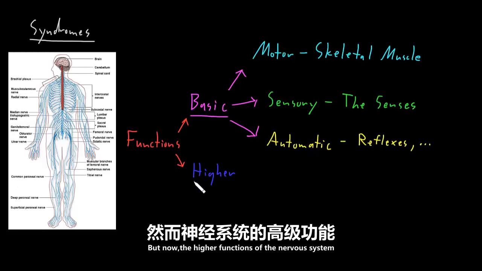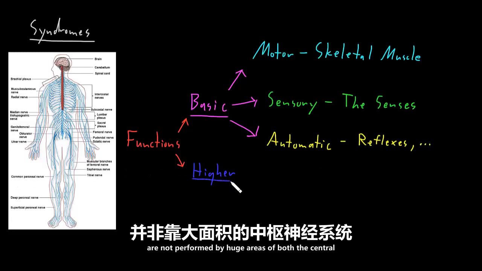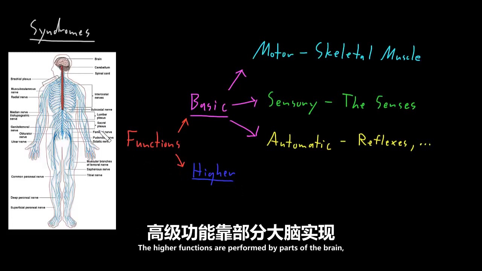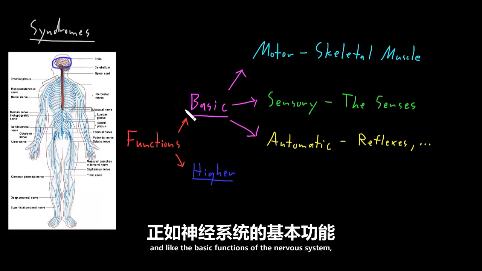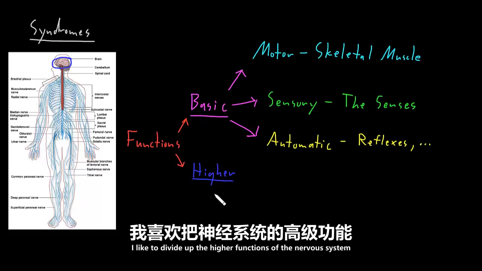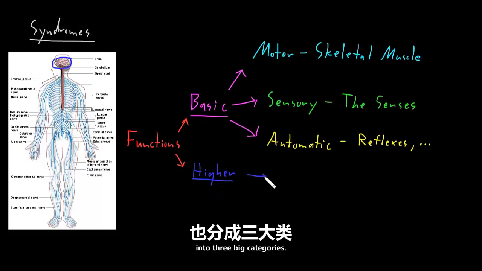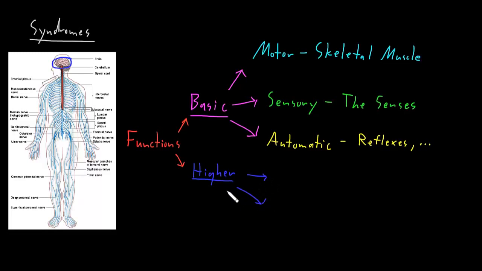But now the higher functions of the nervous system are not performed by huge areas of both the central and the peripheral nervous system. The higher functions are performed by parts of the brain. And like the basic functions of the nervous system, I like to divide up the higher functions of the nervous system into 3 big categories.